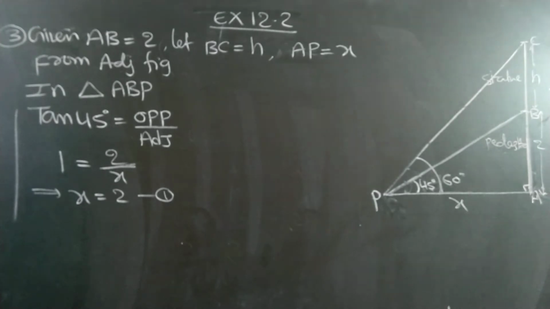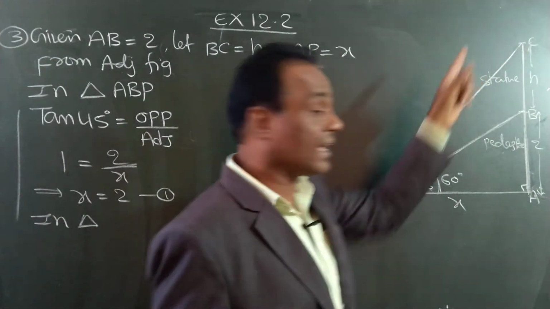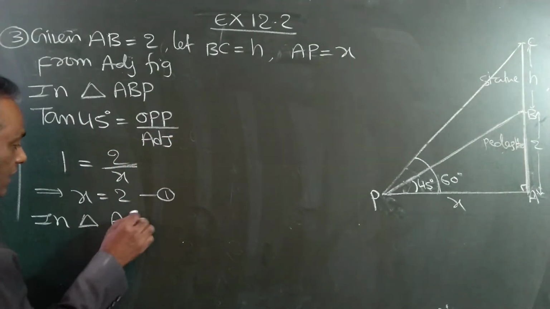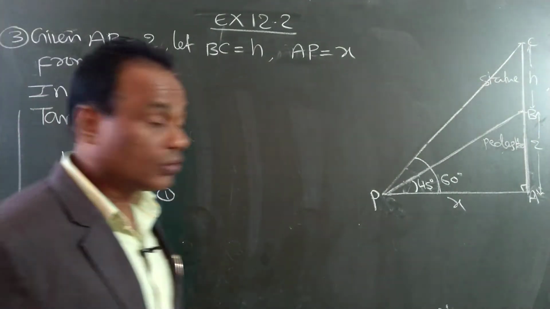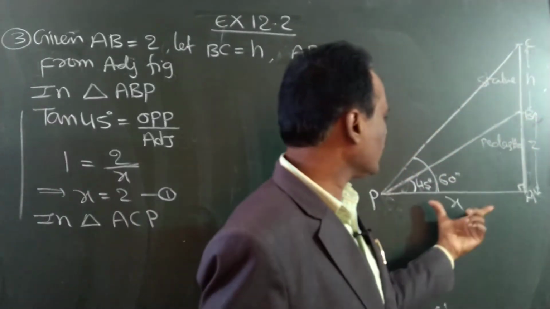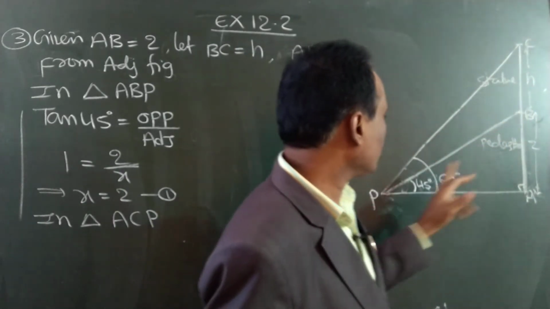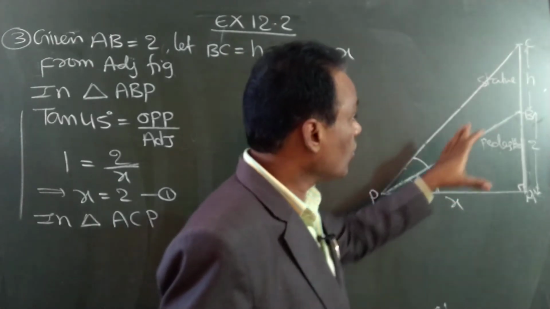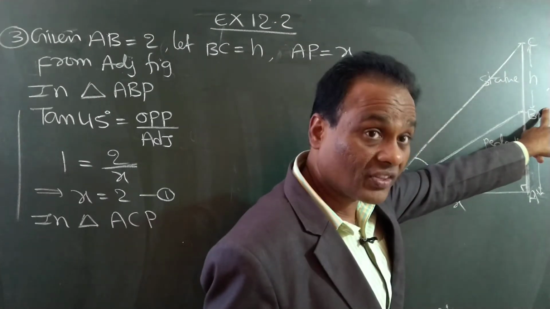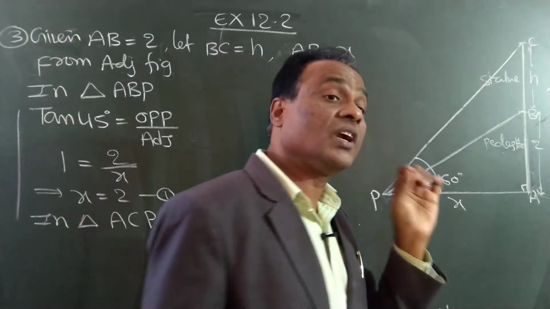Now, what is the other right angle triangle? ACP, the bigger right angle triangle. Here also, we don't want this side. This is not at all required. The problem deals with this and this. I wrote the dimensions: 2 is here, h is here, x is here. That means for the 60 degrees angle, what is the name of this side? Opposite side. What is the name of this side? Adjacent side. Opposite by adjacent, what is the ratio?